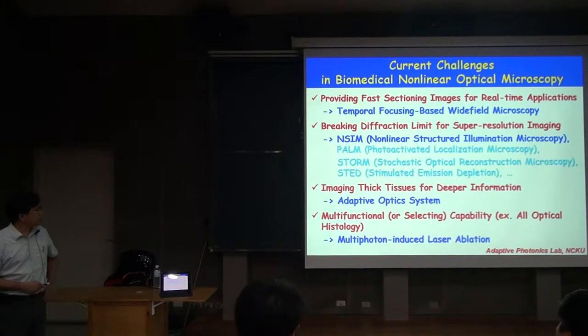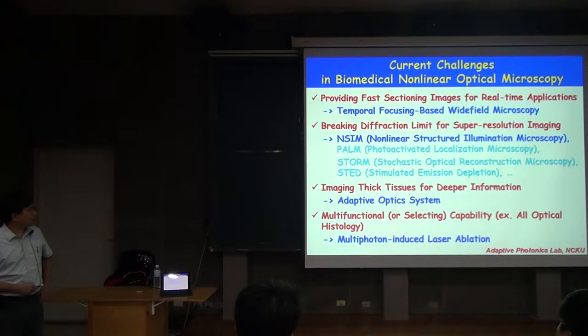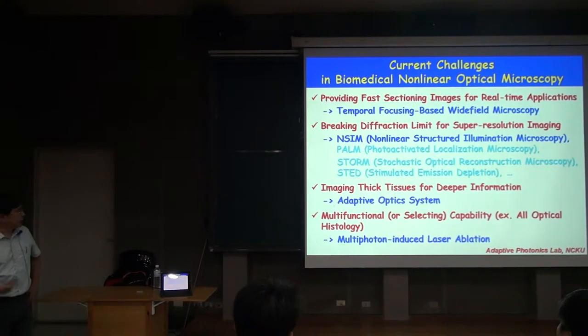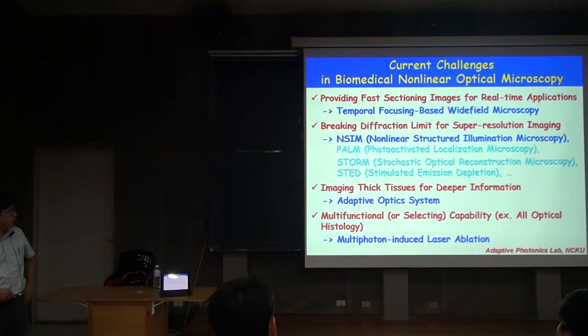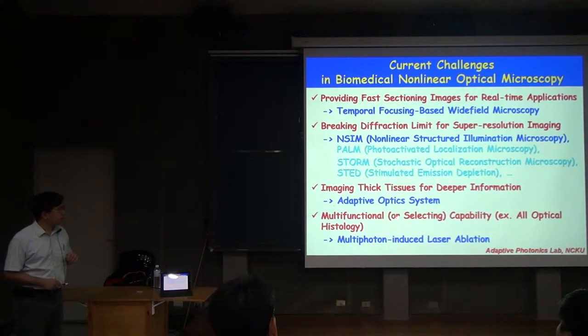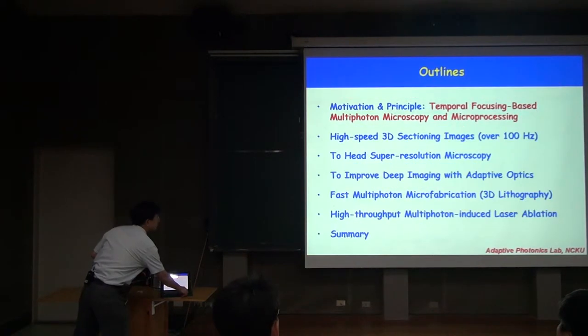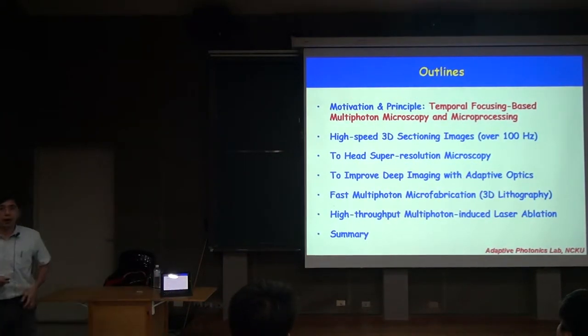Here I also show you, because of the light scattering problem, if you try to image the tissue to get deeper information, we integrate an adaptive optics system together. And the last part, we use the laser not just for imaging, we also use the laser to cut our biosample first, then look inside with imaging. Okay, so this is my outline.